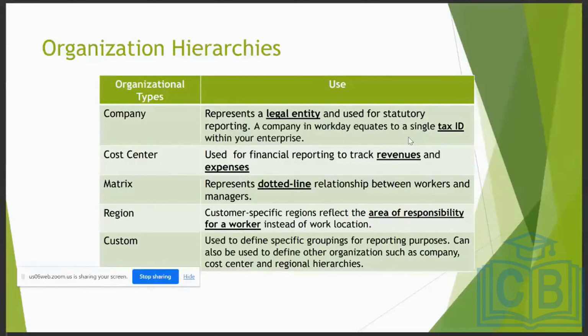Right. And the last type that we have is called custom organizations. Custom organizations is more of, I would say, a custom flavor.